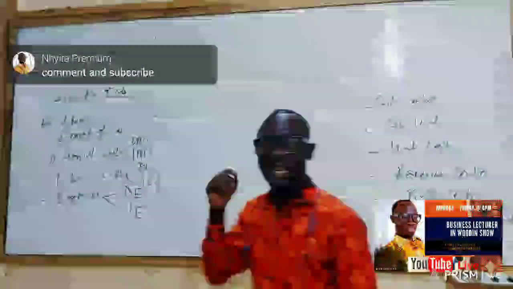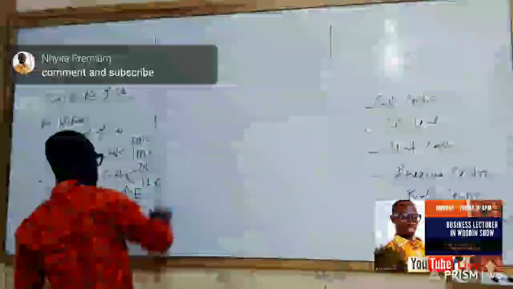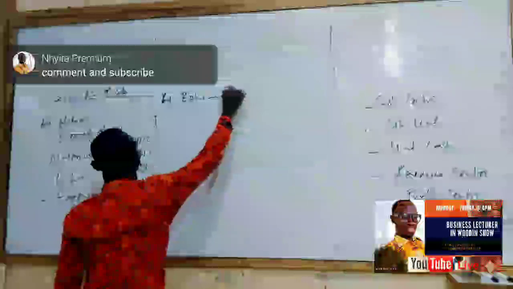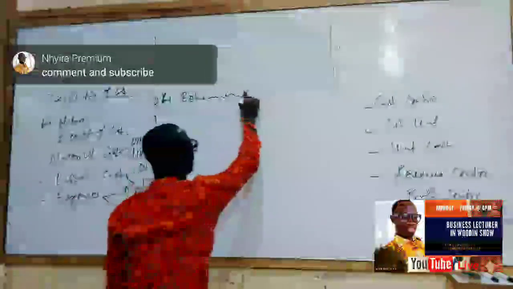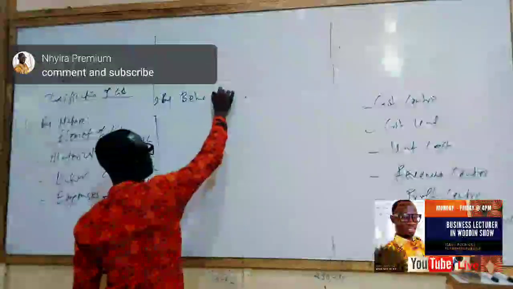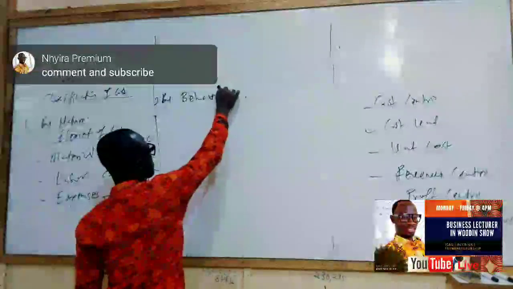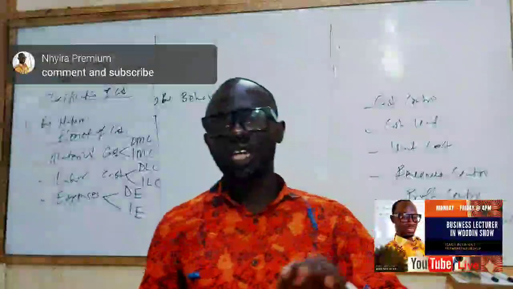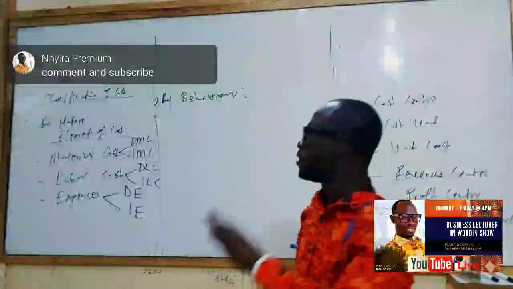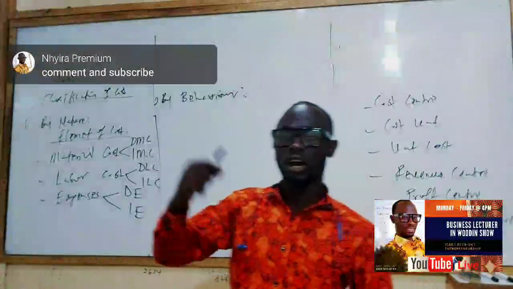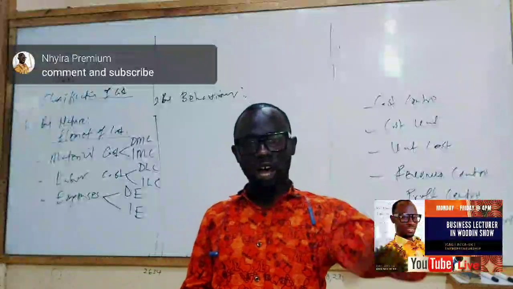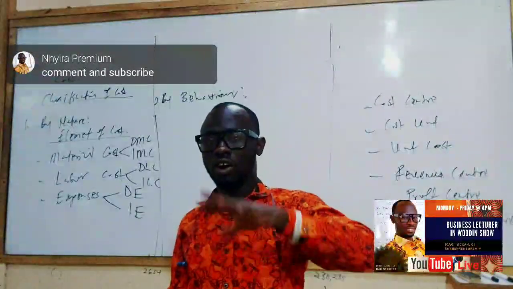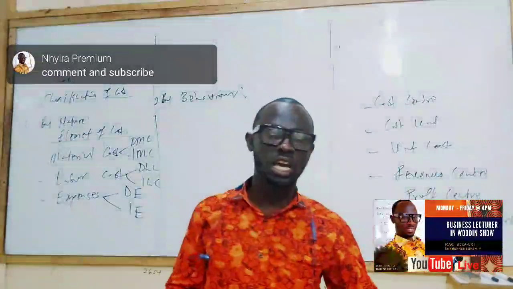And that is going to be classification of cost by behavior, or according to behavior. So that's number 2, classification of cost according to behavior. Now, what does this mean? Classification of cost according to behavior simply means classification of cost according to how the cost varies with the output level.